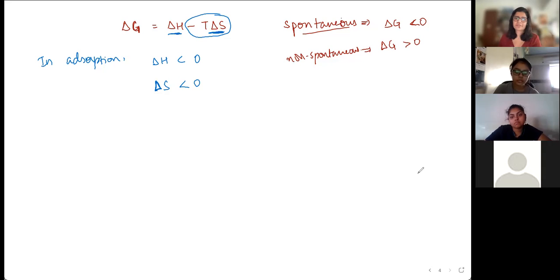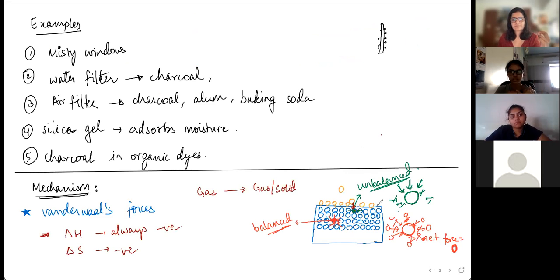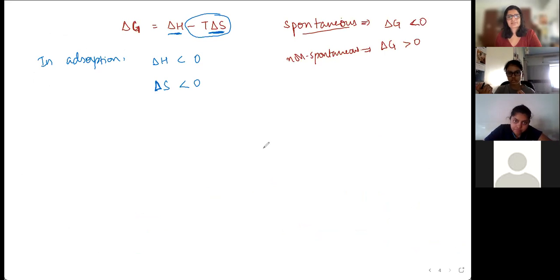Ma'am, just to clarify, adsorption will only occur if there are unbalanced van der Waals forces on the surface of the material. That is always there. That's a property of the surface molecules. And it only occurs if the reaction is spontaneous. That means delta G is less than 0. Correct. And delta G being less than 0 is temperature dependent. When you say delta G less than 0, that automatically depends on the values of delta H, T, and delta S also.